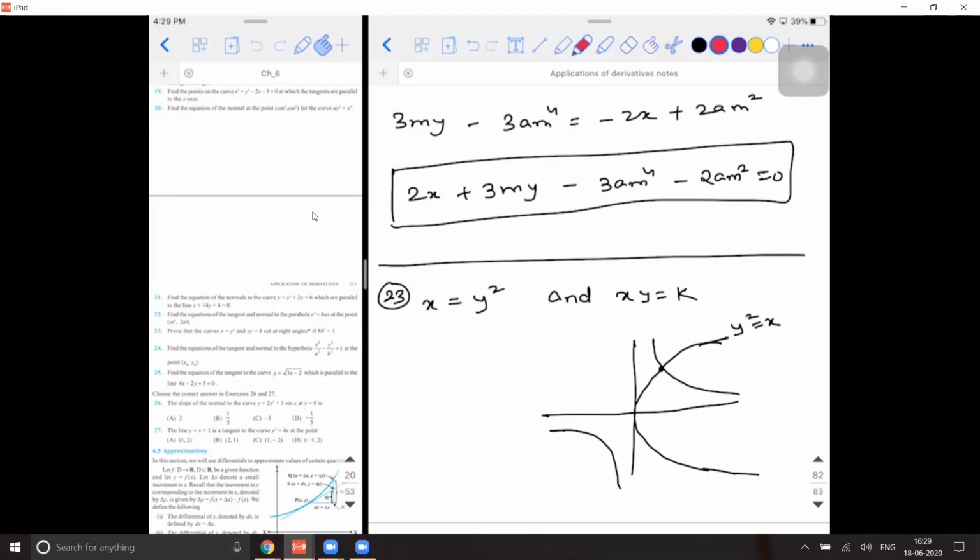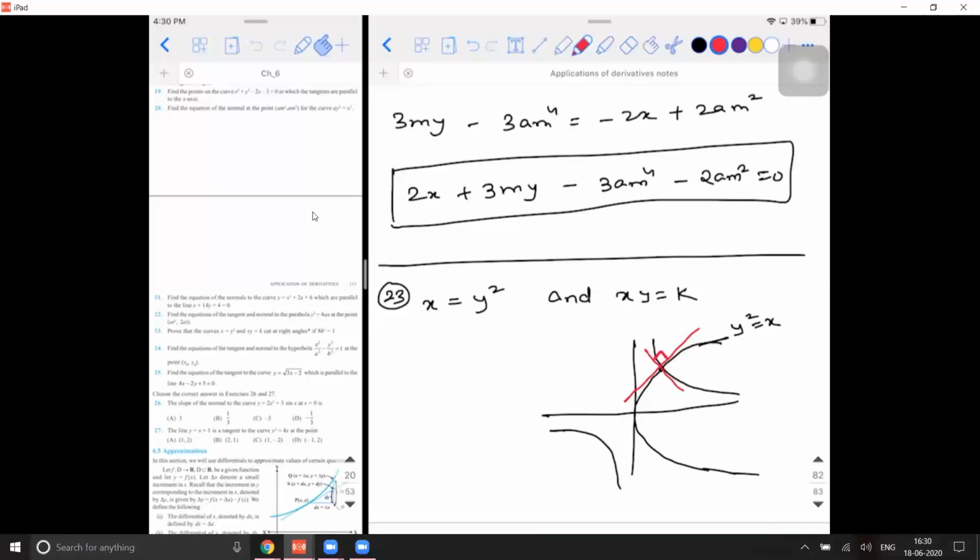When they say two curves are meeting at right angles, the meaning is that wherever they are meeting, if you draw the tangents to those curves, those two tangents will be perpendicular to each other. Please make a note of it. When they say two curves are cutting at right angles, or use the word orthogonal, it means the tangents drawn to the curves at the point of intersection will be perpendicular to each other.